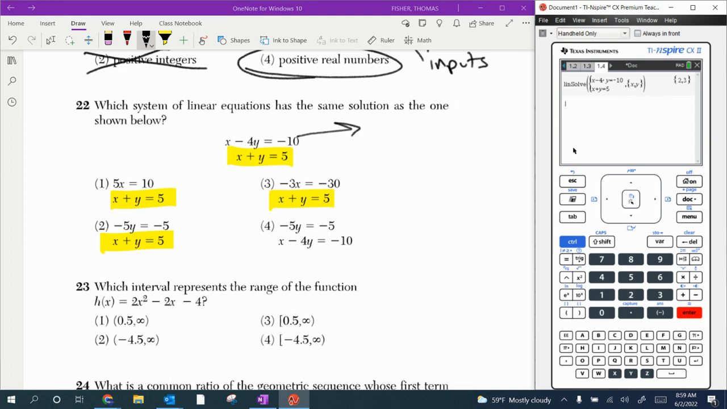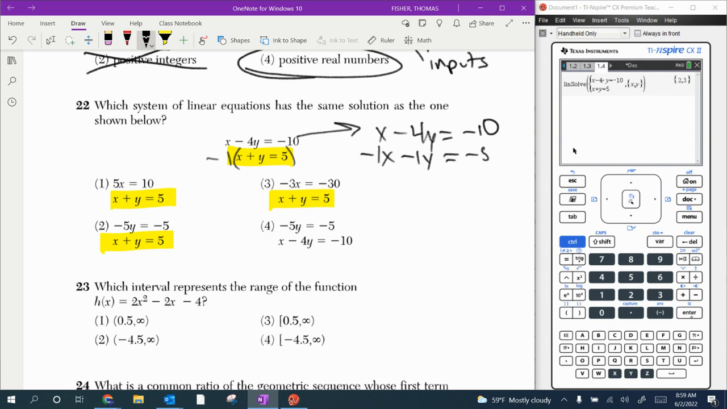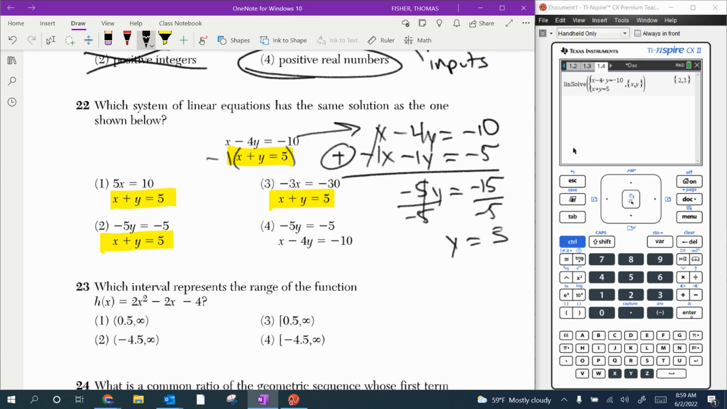But again, we could have solved it pretty quickly if I just did this one times -1. It would be x minus 4y equals -10, -1x minus 1y equals -5. And here's why you actually might want to do it like this, because those go away. You get -5y equals -15. So then you get y equals 3. And I thought that would have gotten us there. So right here, you can see how that's not going to work. -5y equals -15, so it can't be choice 2, which is somewhat helpful.